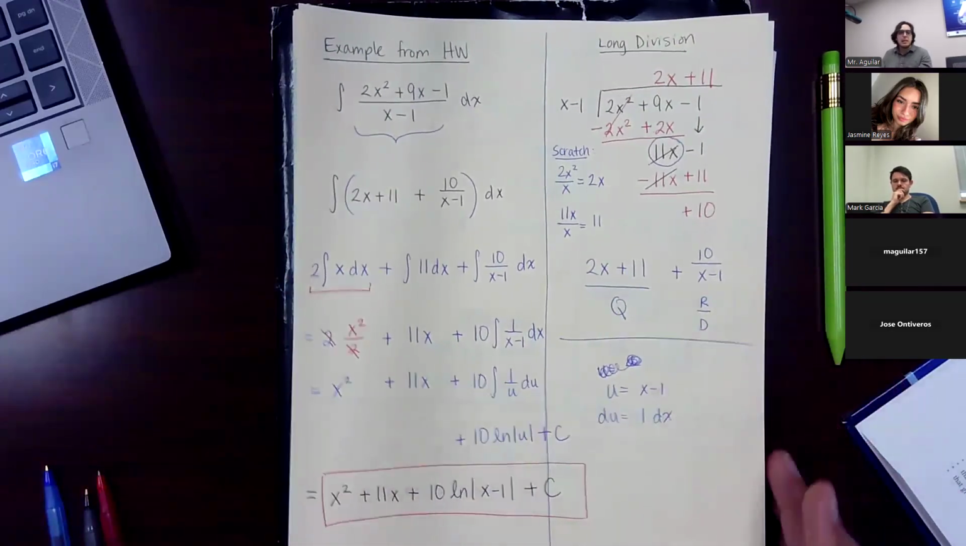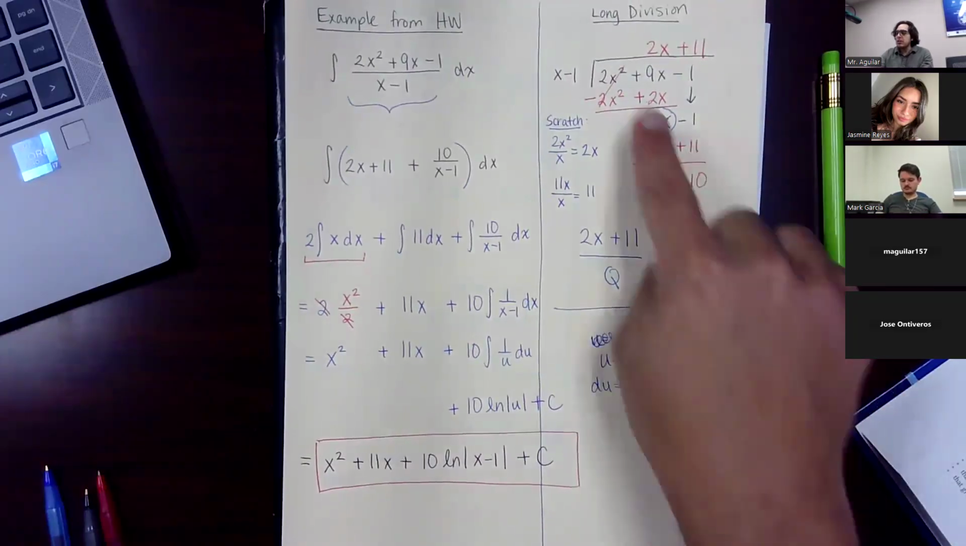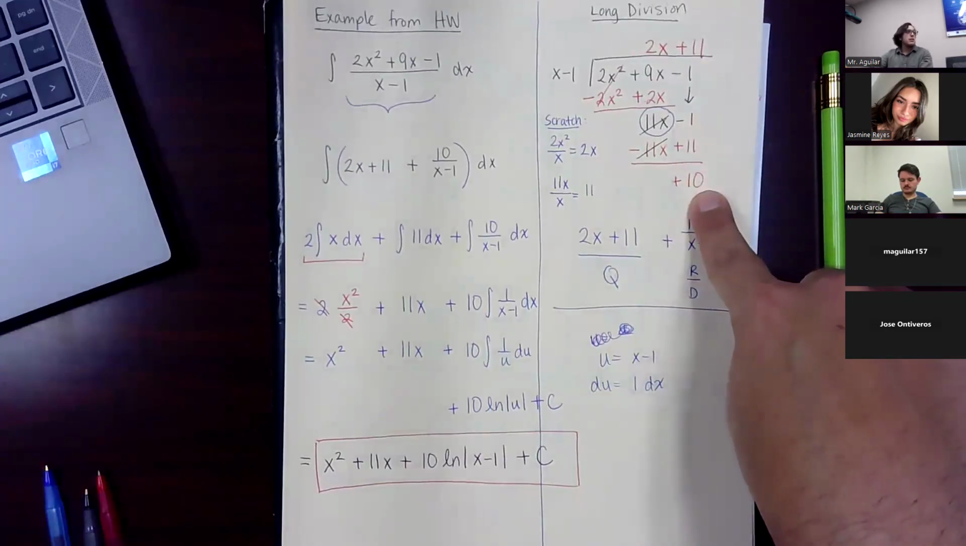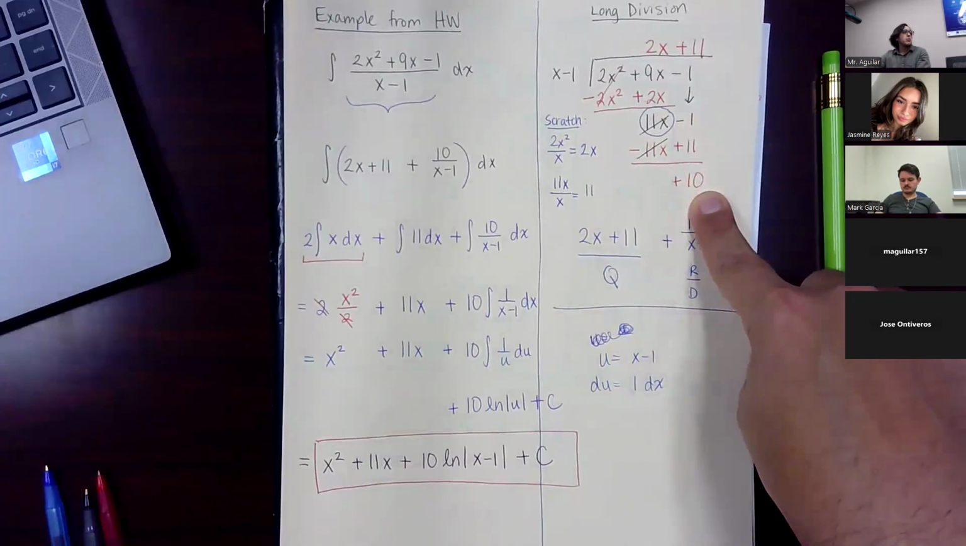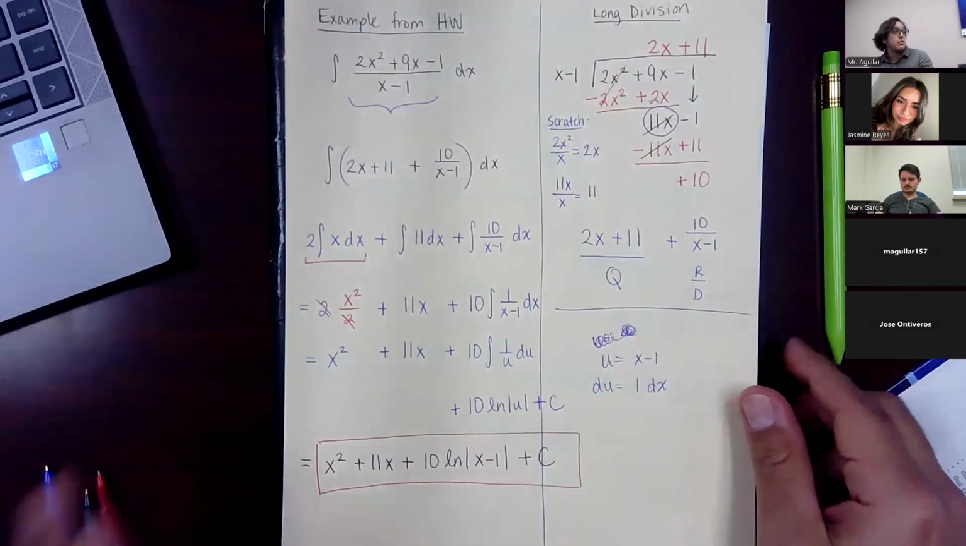Yeah, what's up? So when you're dividing, you stop as soon as there's no more x's. Yeah, as long as I run out of terms, like I brought that last term down, and then that's going to be my remainder when I have no more terms to bring down. Yeah, good question. Any other questions?